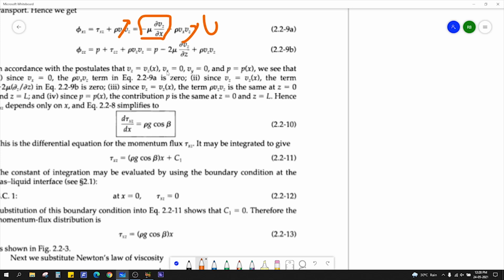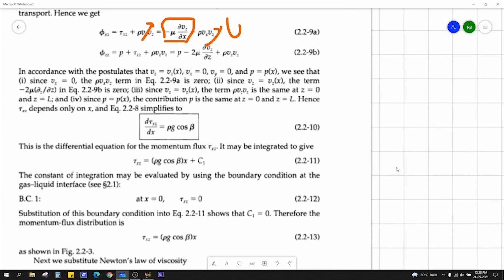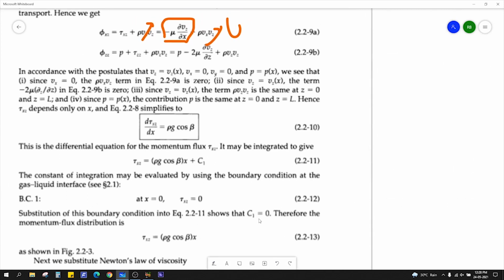So here it's written the same thing. We see that since vx is 0, the rho vx vz term in this equation is 0, right? And there's something which I haven't taught you. See, if you see this formula, so this is sorted. Next you move on to phi zz, right? That definition will be p plus tau zz plus rho vz vz, right? So this will remain, because it is a function of x.